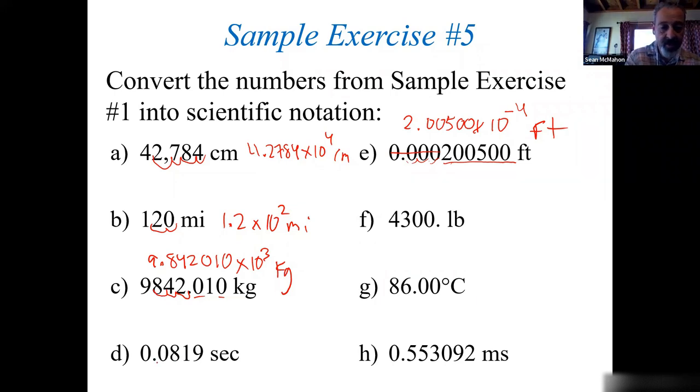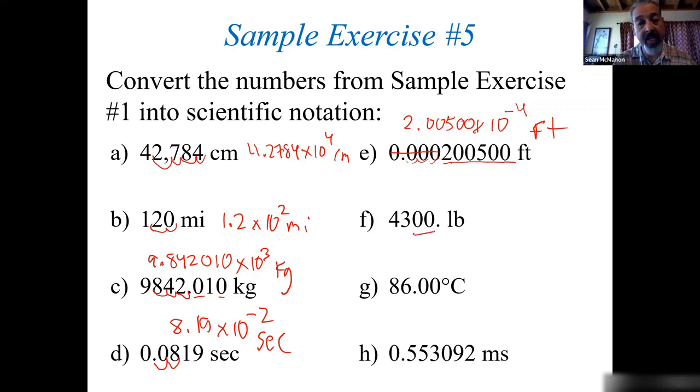Over here, 1, 2, 8.19 times 10 to the -2. Why negative? Less than 1 seconds. Over here, oh, there's a decimal. That means these trailing count. I can't just drop them like I did with the 120. So I'm going to go 4.300. I moved it 1, 2, 3 times 10 to the 3 pounds.